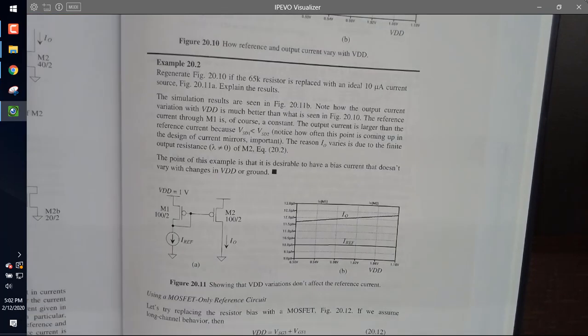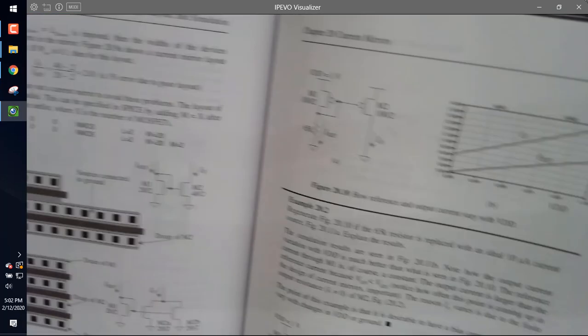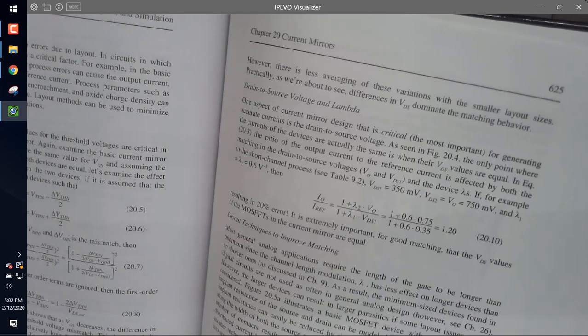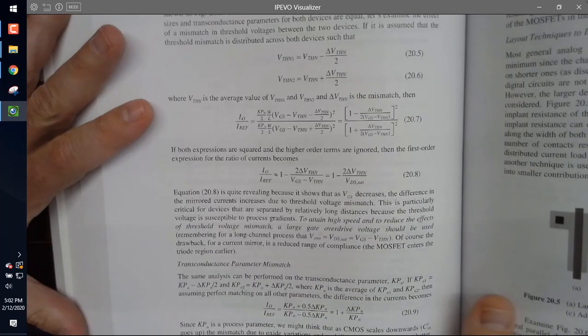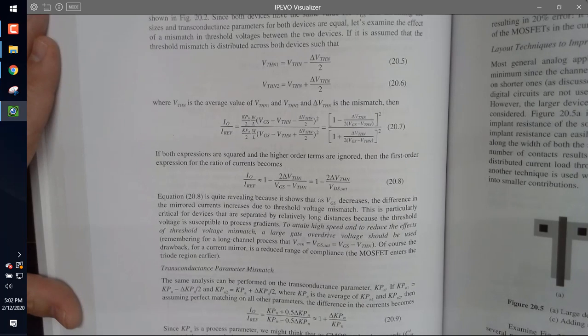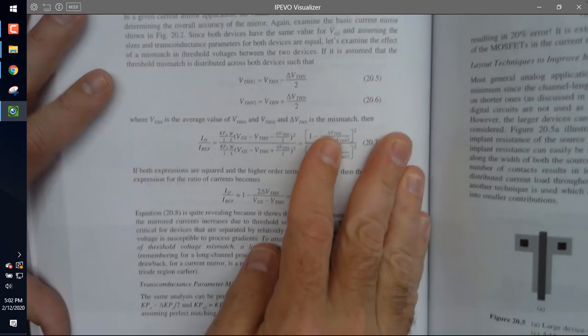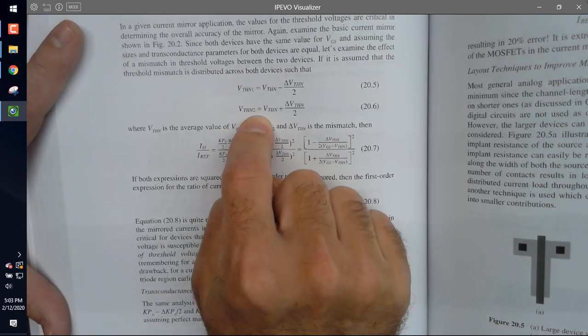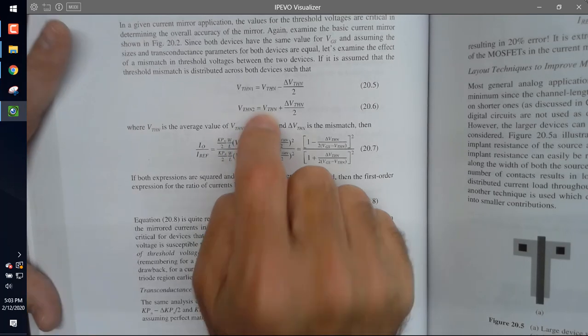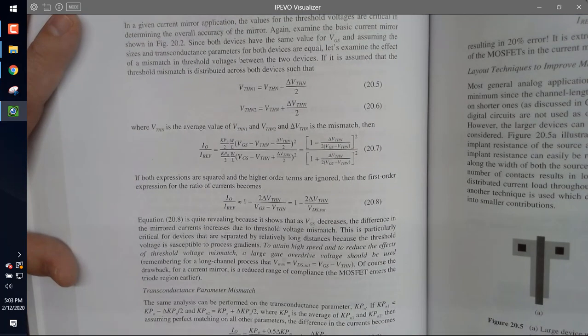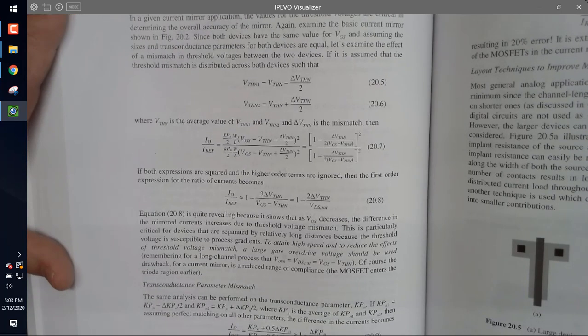If you look at that, where's the equation I'm looking for? Oh, right here. Let me pause for a moment. You see this threshold voltage of 1 versus the threshold voltage of 2? When I'm writing a book, I have to be very precise or else I get emails from people saying this is wrong, you don't know what you're talking about.